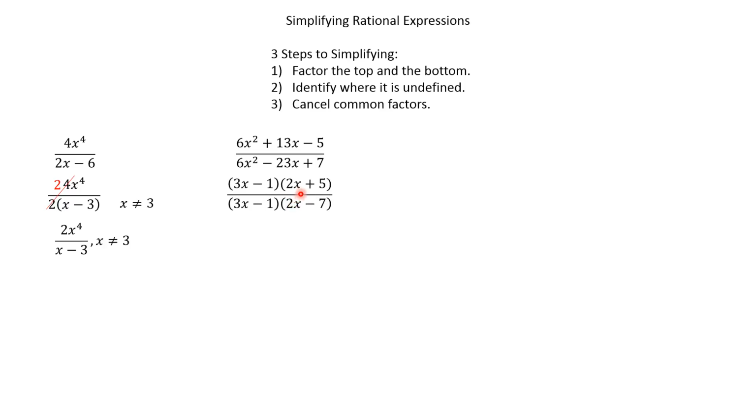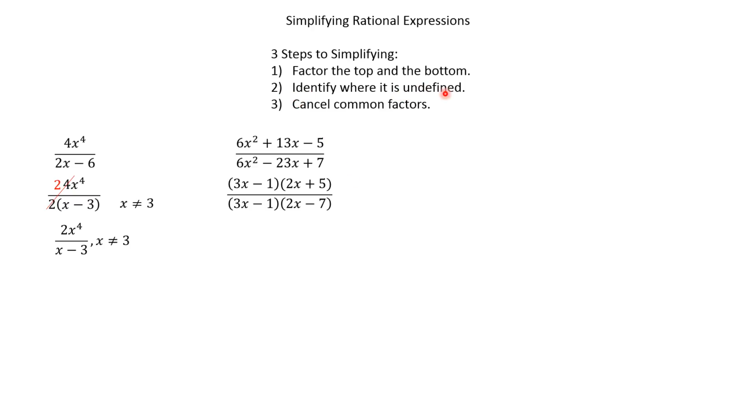I got 3x minus 1 times 2x plus 5 and 3x minus 1 times 2x minus 7. Check our work. 3x times 2x equals 6x squared. 3x and 5 is 15x minus 2x is 13x minus 5. In the bottom, 6x squared, we have minus 21x minus another 2x is minus 23x, and negative 1, negative 7 is plus 7. So this is probably the hardest type of thing that we're going to factor in this whole topic. Most of them are a lot easier than that, but it's good to have a hard one as an example.